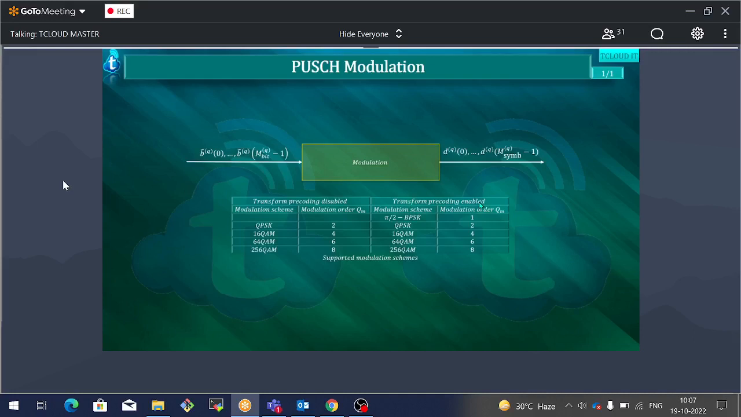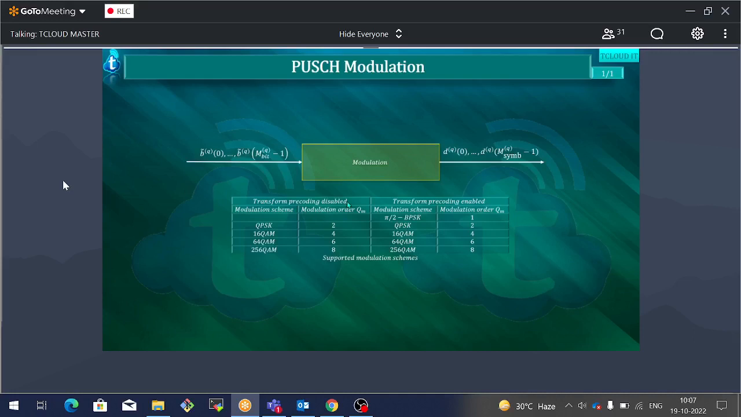Now, transform precoding is enabled. Mobile has this additional option of using 5 by 2 BPSK. Doesn't mean that it is mandatory. Even if transform precoding is enabled, mobile can still use QPSK, 16 QAM, 64 QAM, etc. It depends on channel conditions. If mobile is facing a power problem, and at the same time is facing a CQI issue as well, then definitely you would be going for 5 by 2 BPSK. You are very far away and signal strength is very bad and everything like that. Otherwise, you would be using higher modulations.